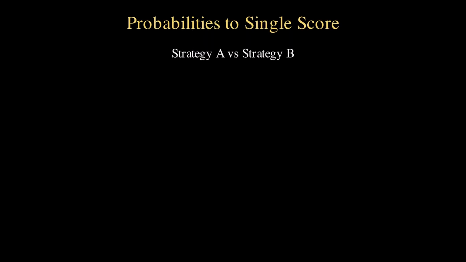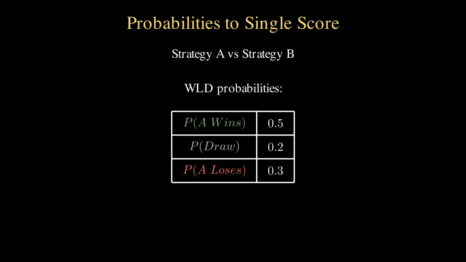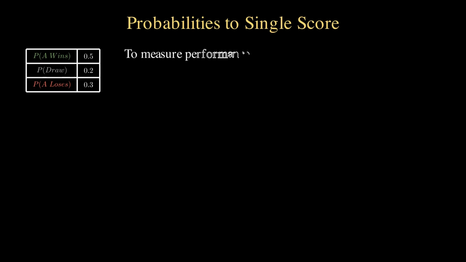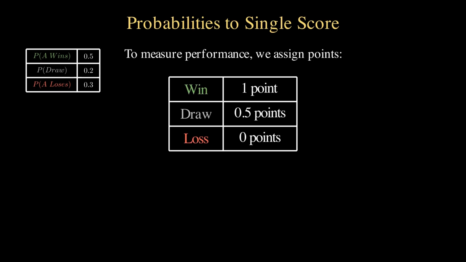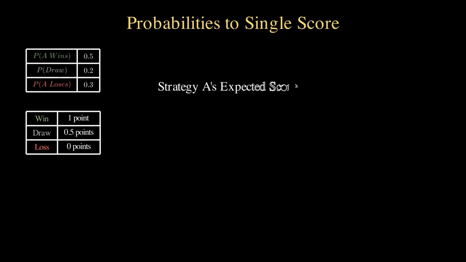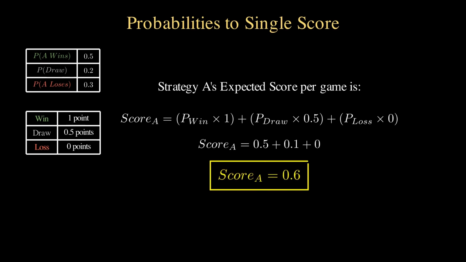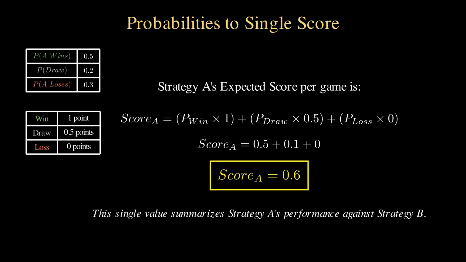In order to evaluate match strategies, we need to map the win-loss-draw probabilities to a single score. How do we do it? A simple way is to assign points: 0 for a loss, half for a draw, and 1 for a win. Here we see that for P(win) = 0.5, P(draw) = 0.2, and P(loss) = 0.3, the expected score turns out to be 0.6. This score summarizes how well a strategy performs against another.